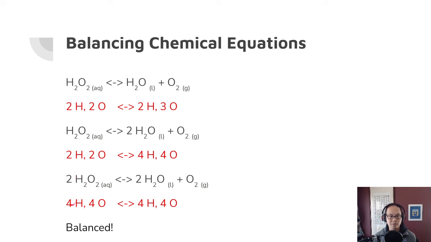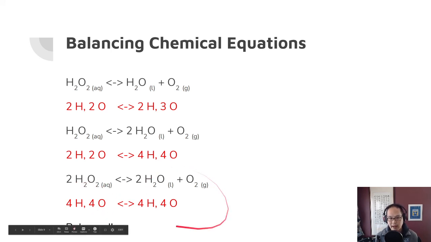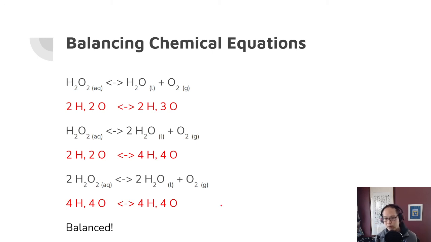2H2, 2 times 2 gives me 4 H's. I'm good. 2O2, 2 times 2 gives me 4 O's. I'm all set. And the right side, we didn't change, so we're all set. So 4 H's, 4 O's on the left, 4 H's, 4 O's on the right, and we are balanced. Okay, so that's how we are balancing equations.